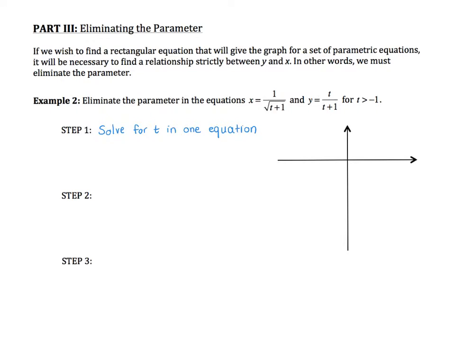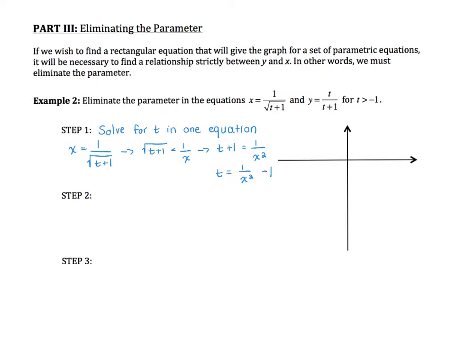I am going to choose x because I see t in one place and I feel like that's going to make my life a little easier. So let's take x equals 1 over root t plus 1. From there, I will get root t plus 1 equals 1 over x. Then I shall square both sides. So t plus 1 equals 1 over x squared. So now I have t equals 1 over x squared minus 1.